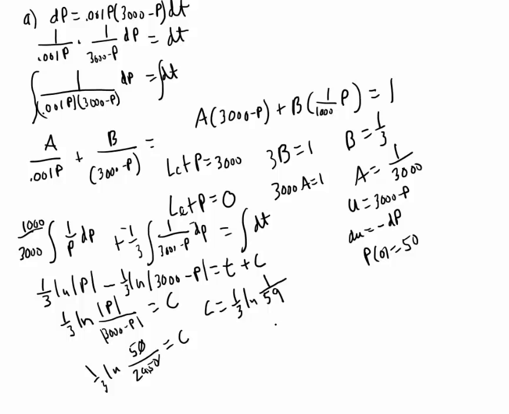So not a very nice thing to do. And you can see why. They usually don't ask this on the AP exam because it takes some time to do. So now I'd have to take that, plug it back in up here. So I have 1/3 ln absolute value of p minus 1/3 ln absolute value of 3,000 minus p equals t plus 1/3 ln of 1 over 59. So yeah, yucky numbers.